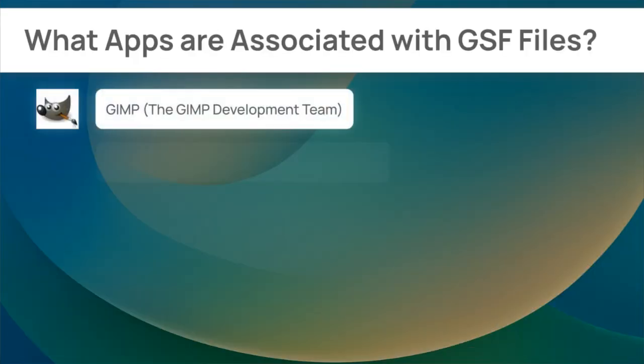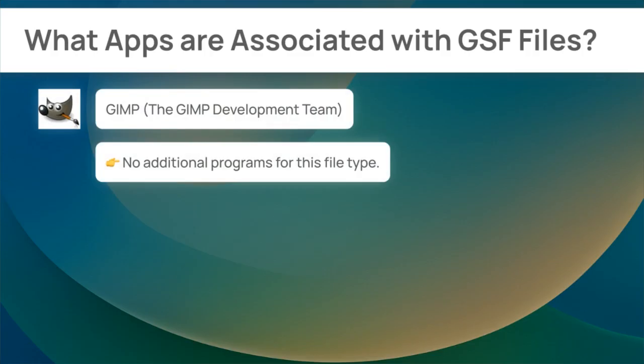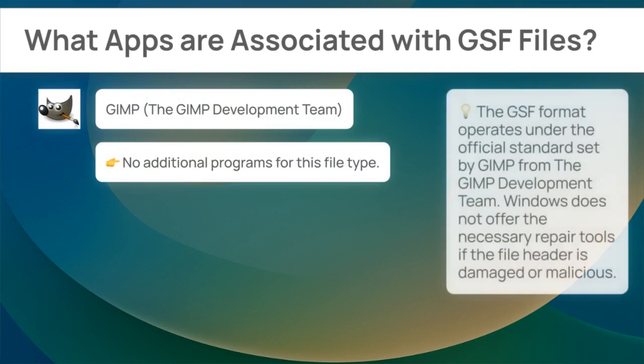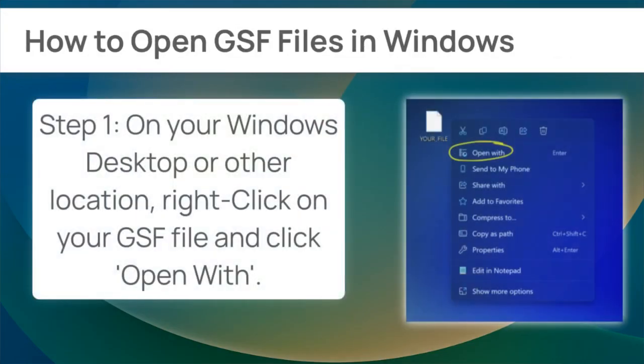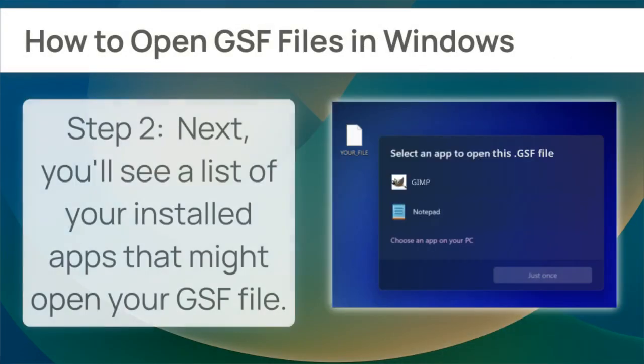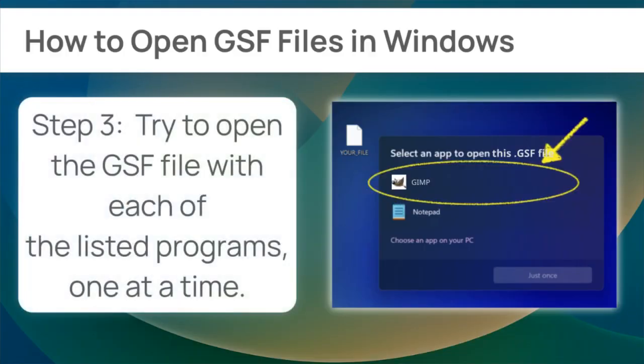The source application for GSF is frequently listed as GIMP from the GIMP development team. Windows might mistakenly flag the file as corrupt without specialized context. Windows shows the script's text, yet running it properly requires the correct interpreter. To ensure success, right-click the GSF file and select Open With. Run the file through GIMP if it is installed. If it's not present, choose another application. Sometimes older programs work best.